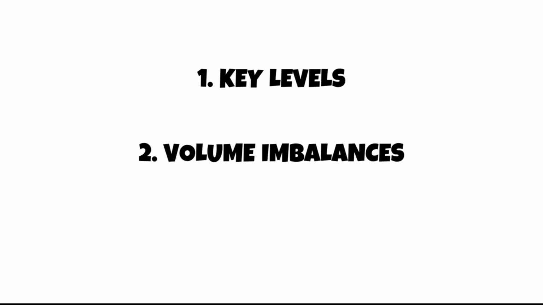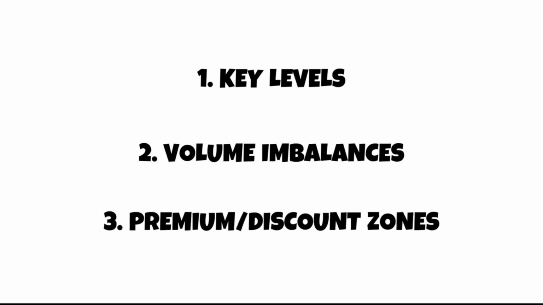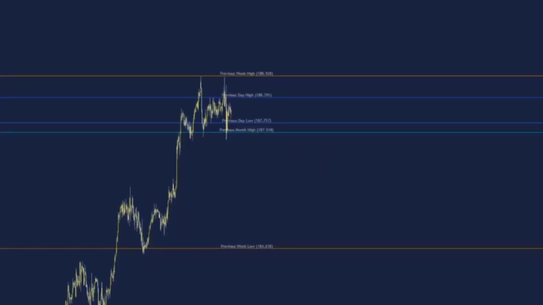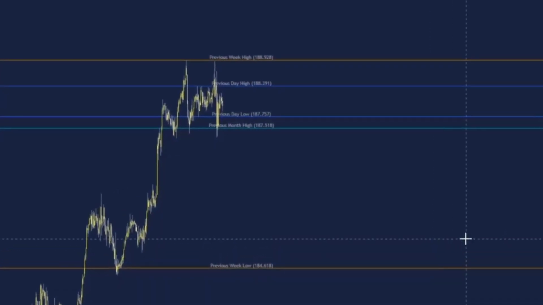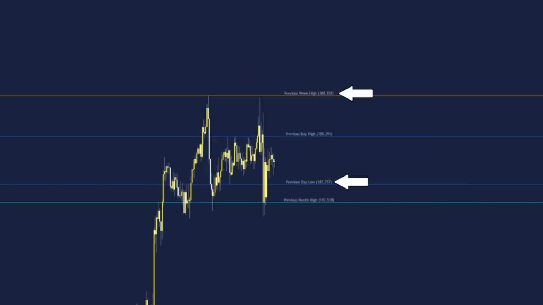And finally, there are three more awesome features that this indicator is jam-packed with. These are key levels, volume imbalances, and premium or discount zones. The key level feature indicates levels in the market where price is likely to have a strong reaction. This includes previous day, previous week, previous month, or even pre-market.